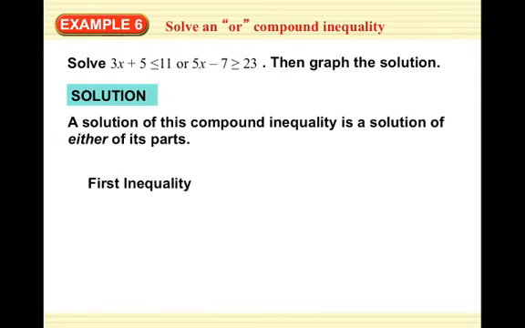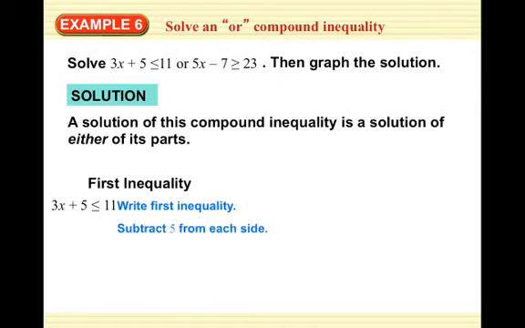So what we're going to do is we're going to solve the first inequality, and then we're going to solve the second inequality, and then put both parts on the same number line. So we're going to write the first inequality. So we've got 3x + 5 ≤ 11.